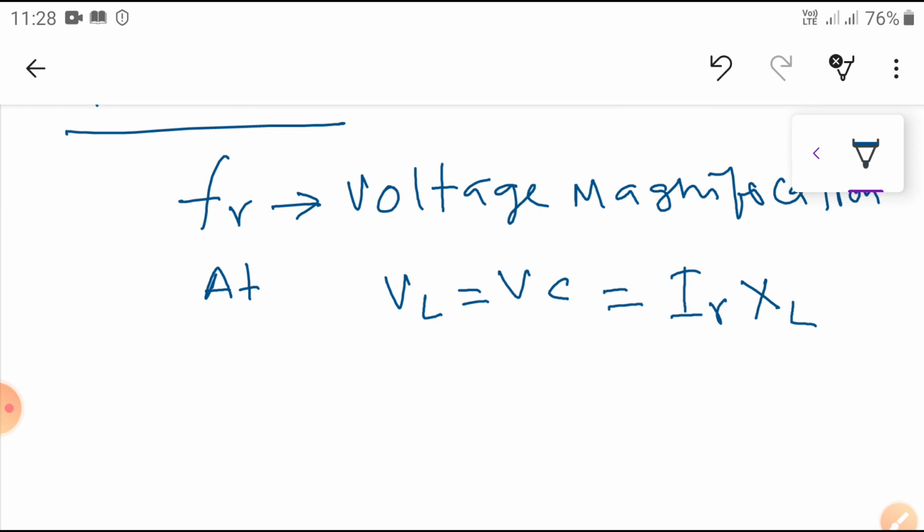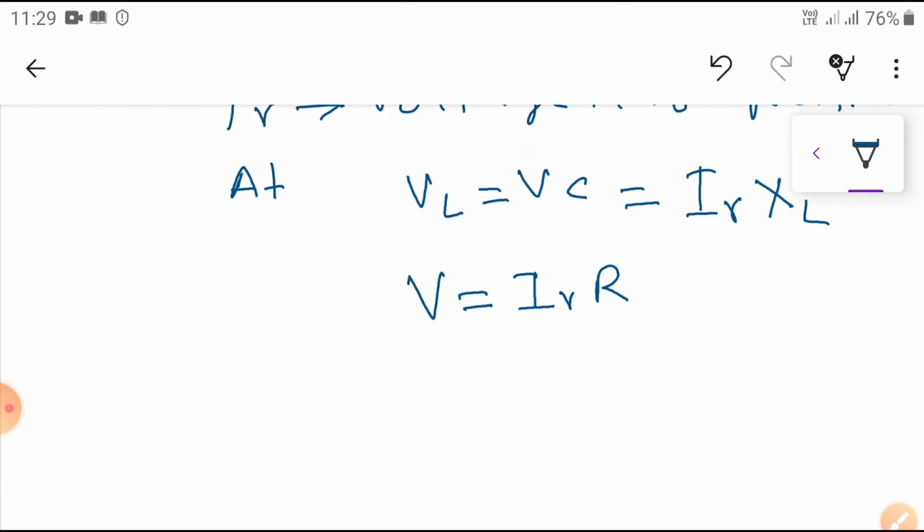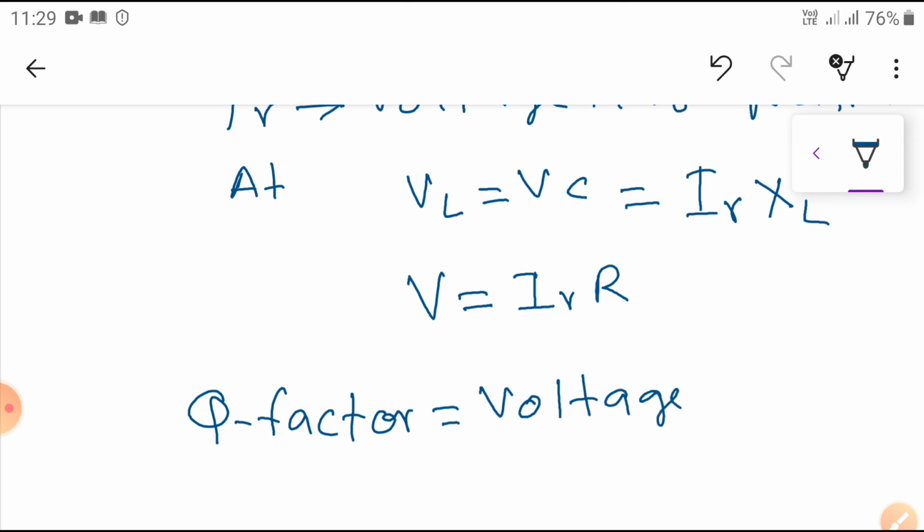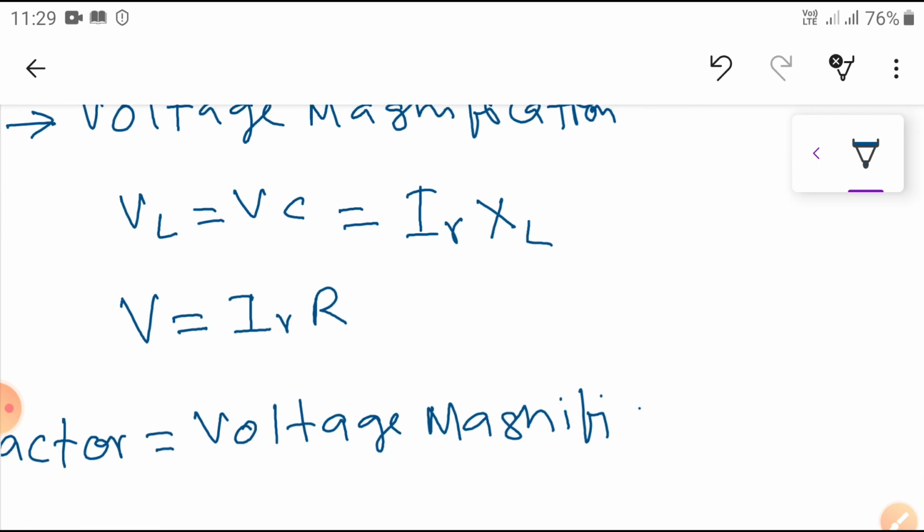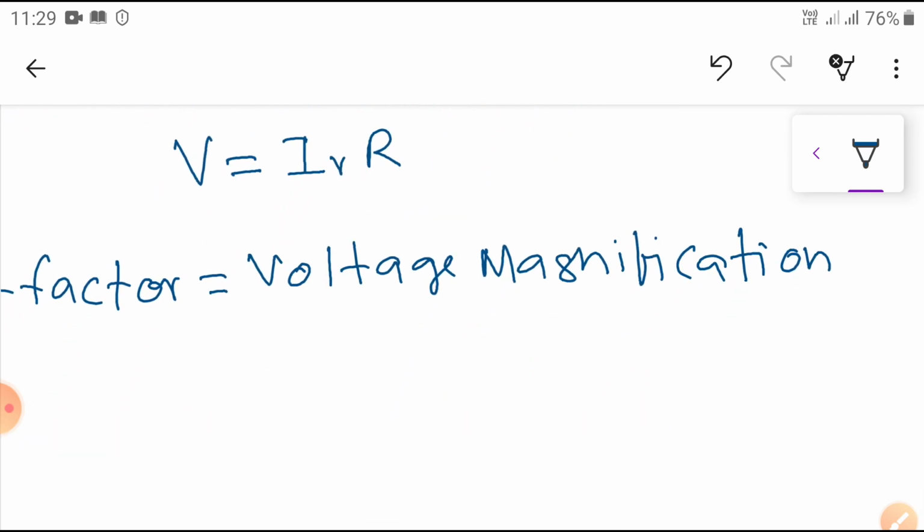But what is the supply voltage? At resonance frequency XL is equal to XC, both are equal, so whatever the voltage applied becomes IR, only R. Then the quality factor, the Q factor, we can write it as: Q factor is equal to voltage magnification.